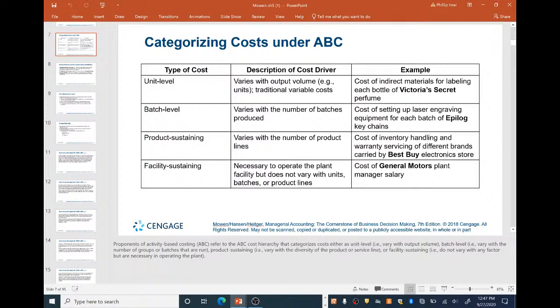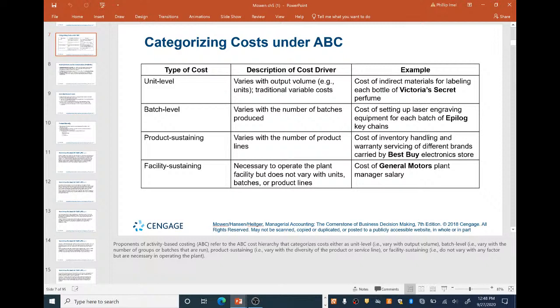First, we'll start with the unit level. On the type of cost being the unit level, the description of the cost driver is that it varies with the output volume. Meaning the more units of something you produce, the more that cost driver is going to change. That's an example of a traditional variable cost on the unit level. Another example would be the cost of indirect materials for labeling each bottle of Victoria's Secret's perfume.